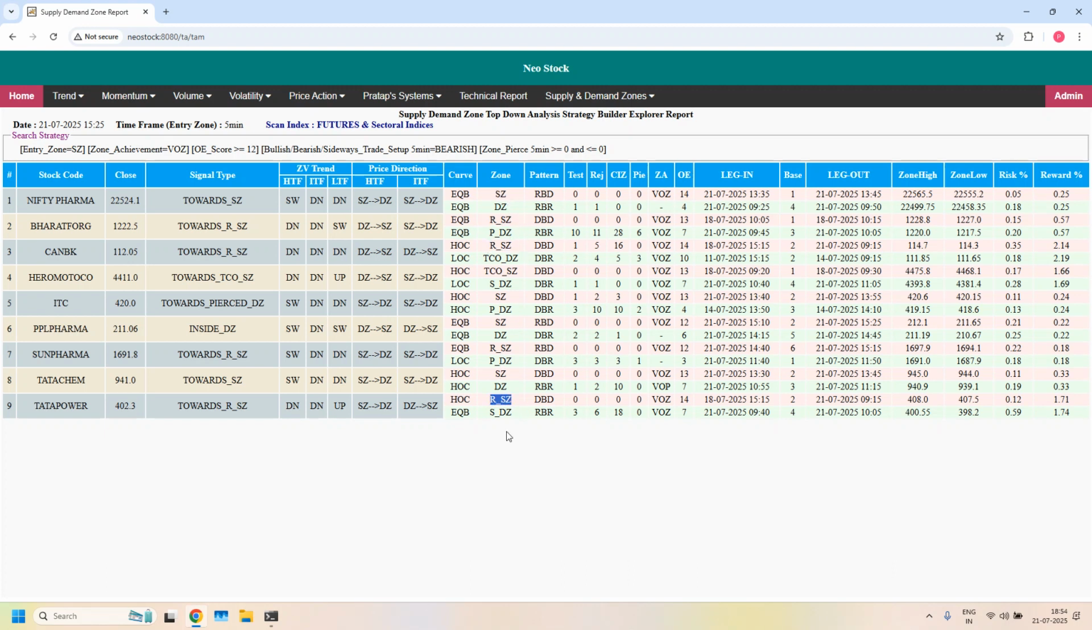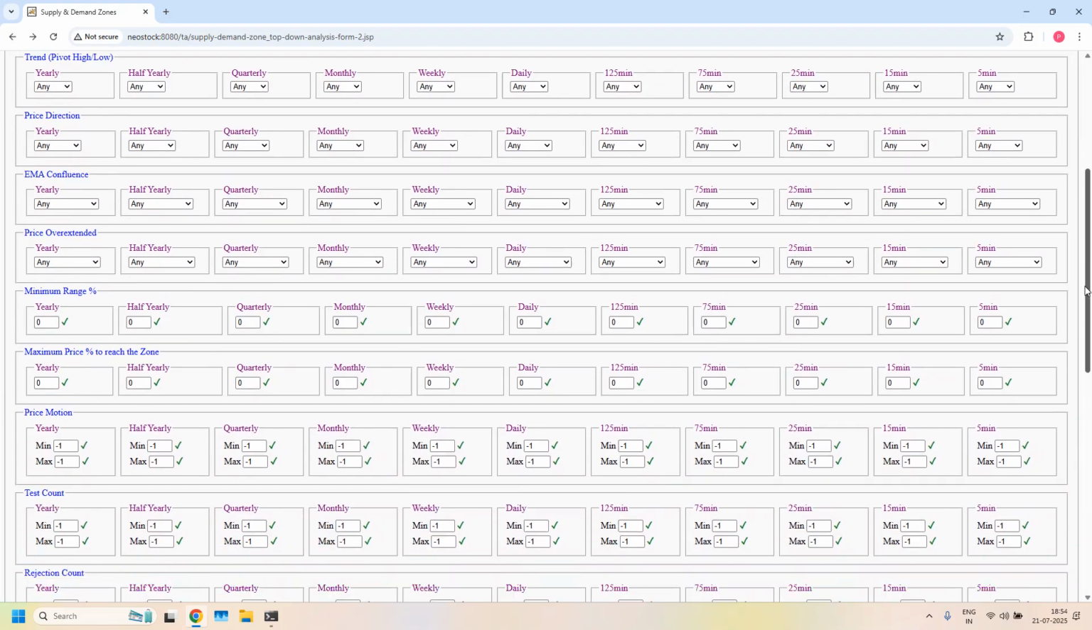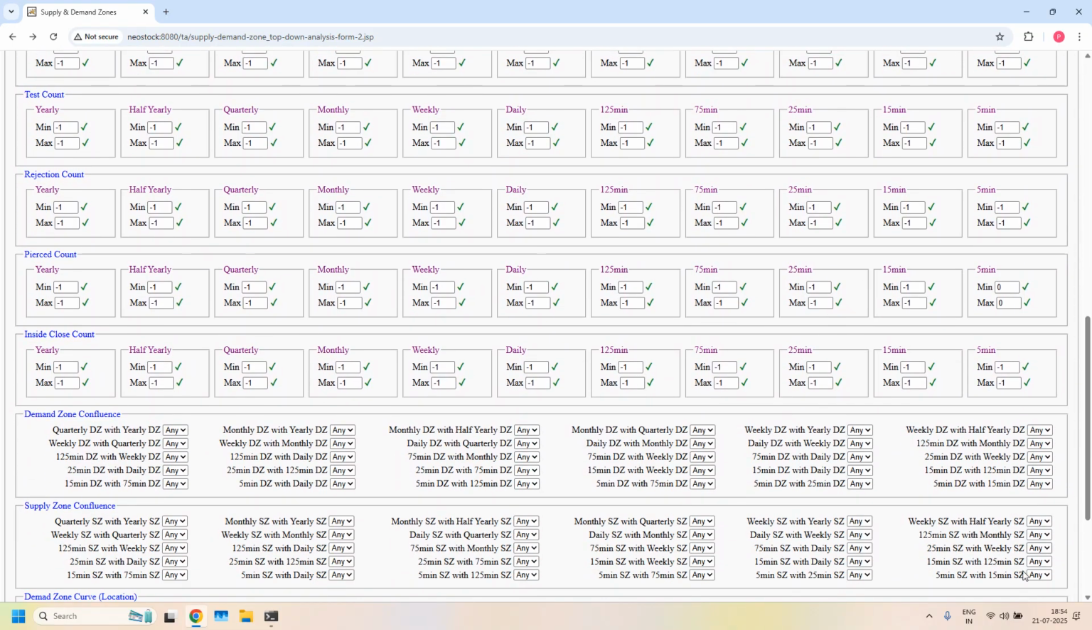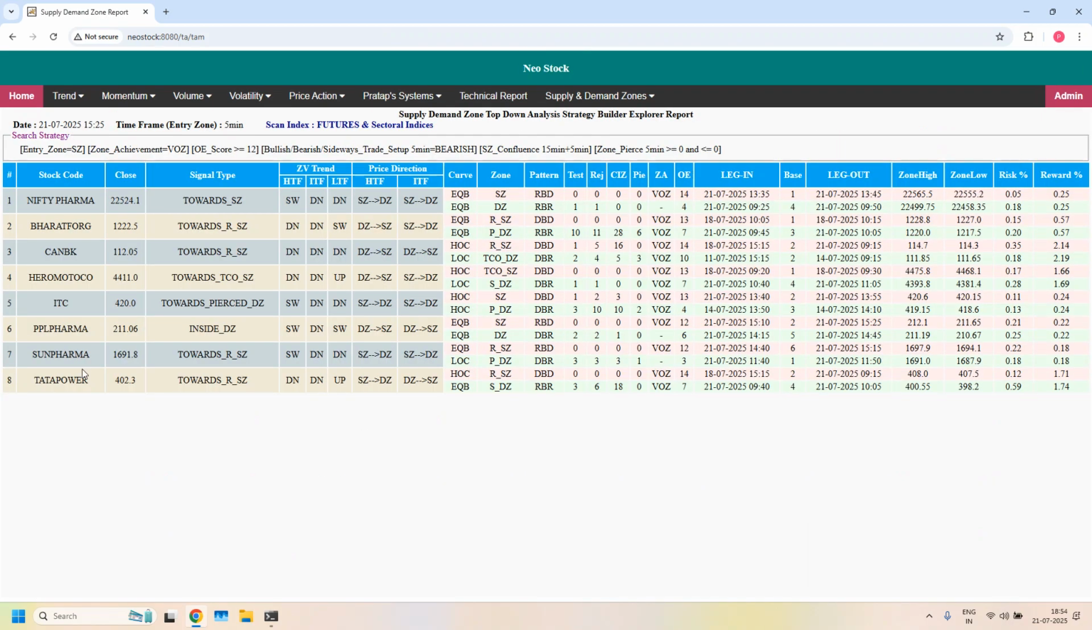So out of these 9 stocks, how many have a higher probability of success? That we will filter based on different zone confluence and EMA confluence strategies. First filter is 5-minute and 15-minute supply zone confluence. I am enabling the filter. We got 8 stocks. In all the 8 stocks, these 5-minute supply zones are overlapped with the 15-minute supply zone. And also the 15-minute trend is downtrend.